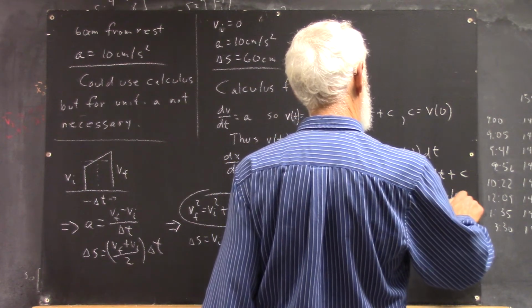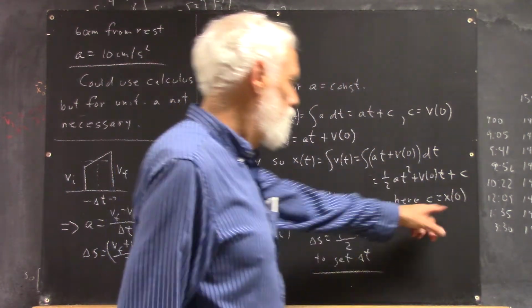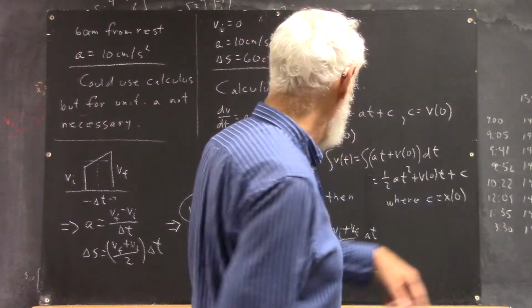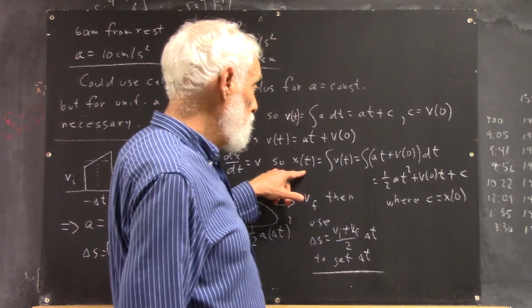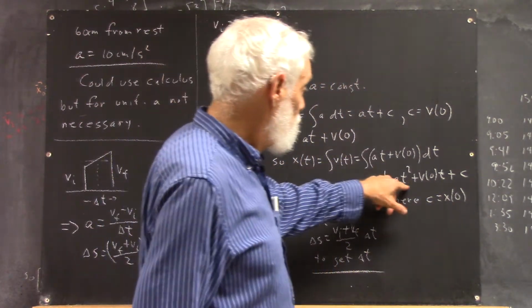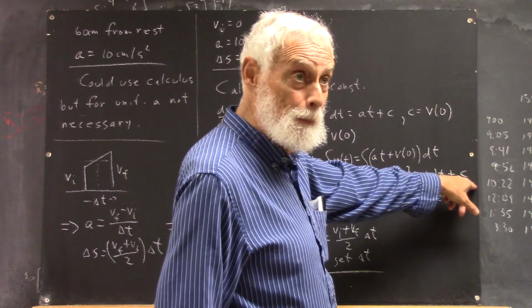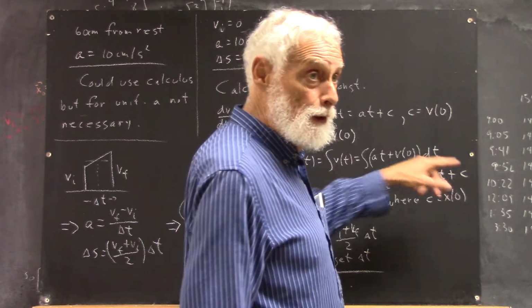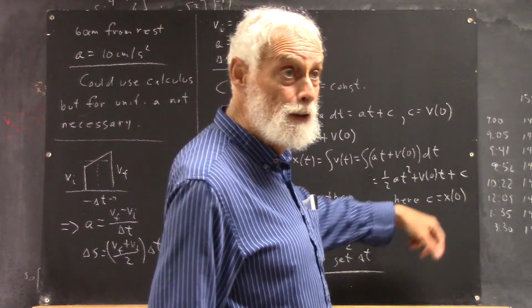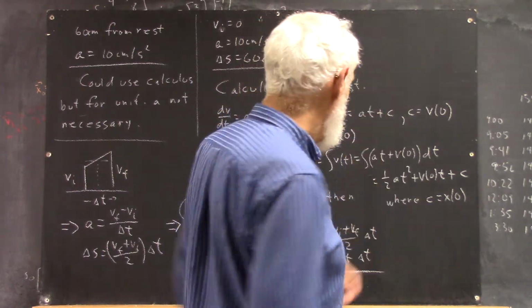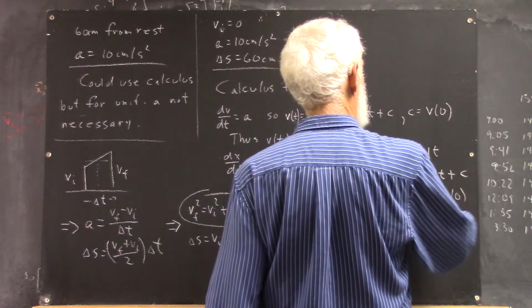C equals x of 0, because if x of 0 is a position at t equals 0, then x of 0, we plug in 0 here and 0 here, and we get C, right? So x of 0 equals C, so C is x of 0. Okay? Now this gives us two equations.